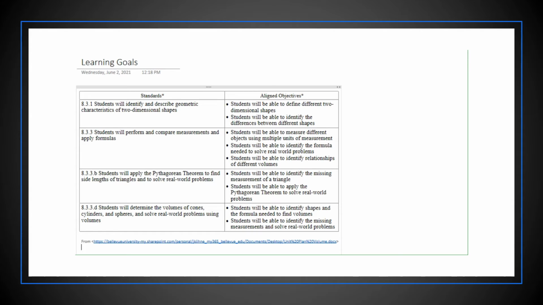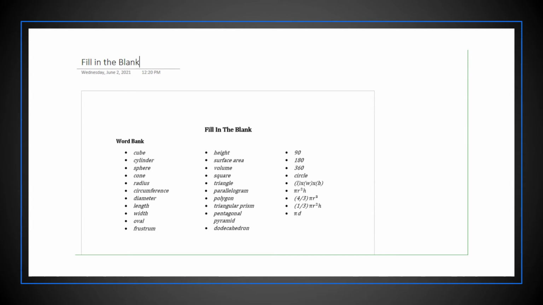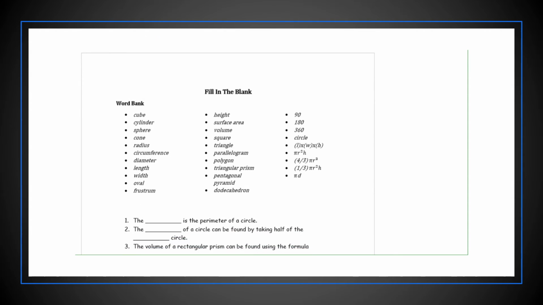Students will be able to identify the differences between different shapes. 8.3.3, students will perform and compare measurements and apply formulas. That means students will be able to measure different objects using multiple units of measurement. Students will be able to identify the formula needed to solve real-world problems. Students will be able to identify relationships of different volumes. 8.3.3b, students will apply the Pythagorean theorem to find side lengths of triangles and to solve real-world problems. Students will be able to identify the missing measurement of a triangle, and those other standards are lower on.